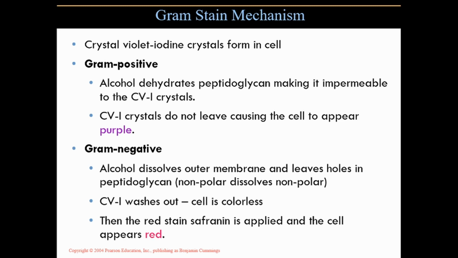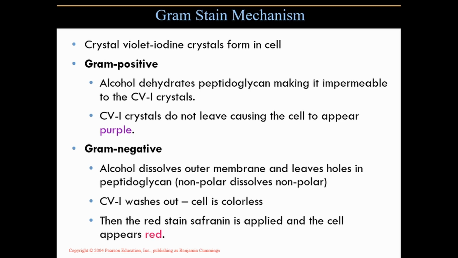What does that alcohol do to gram-positive? It dehydrates the peptidoglycan, making it impermeable to the CVI crystals. So the crystals cannot get out of the cell, and the cells appear purple as a result of the alcohol dehydrating it and simply the large size of the crystal violet iodine crystals when they chemically join together. With gram-negative, you have that outer membrane made of lipids. The alcohol dissolves the outer membrane, leaves holes in the peptidoglycan as well, and the CVI crystals wash out and the cell is colorless.